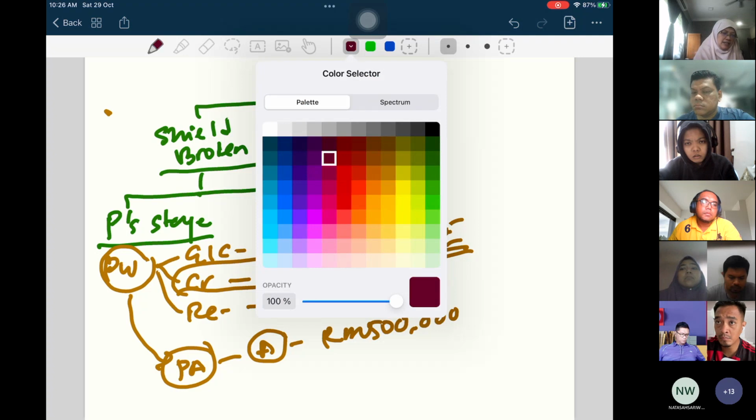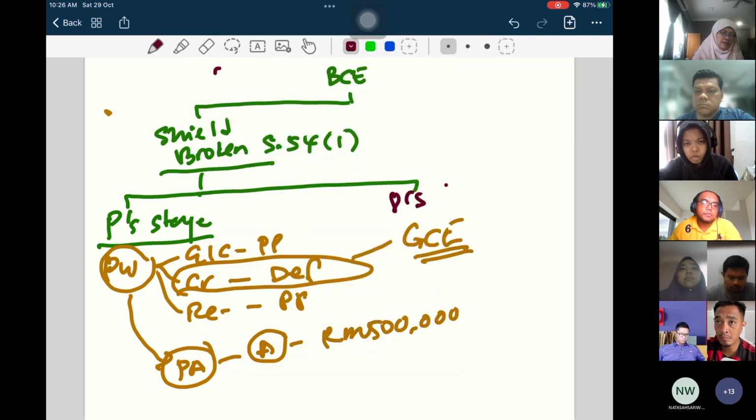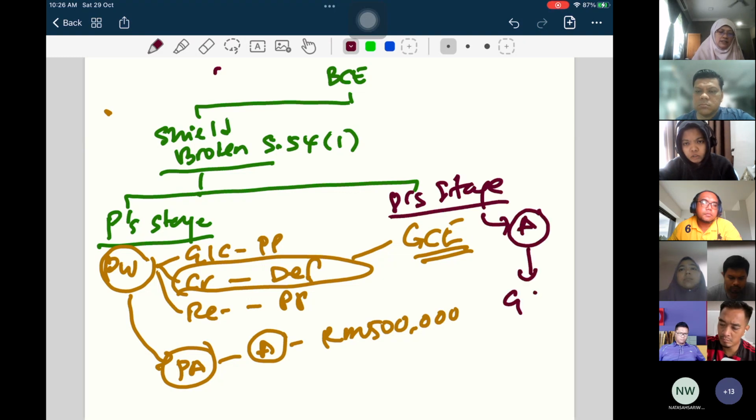At the defense stage, accused person voluntarily give good character evidence. Dia beri good character evidence. Macam Zahid Hamidi memang at the defense stage, dia memang bagi good character evidence. No doubt. So maknanya kat situ shield is broken. Get the picture? Boleh? Alright.